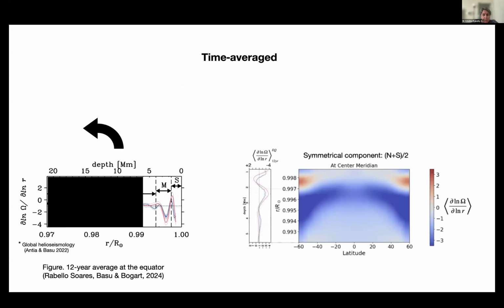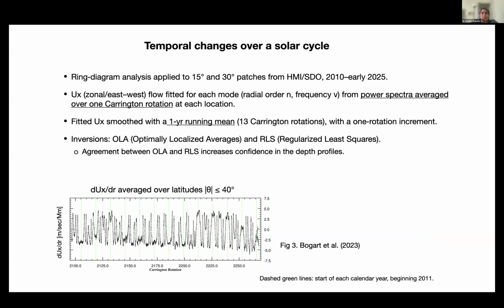So here I'm going to show, this is the same plot. I'm going to turn it around to confuse you. Because in the color plot on the right, we can see the variation of the shear with latitude. So you see that it gets deeper and wider and stronger at high latitude. But what I am going to talk about today is the time variation, the temporal change in this strong shear over the solar cycle.